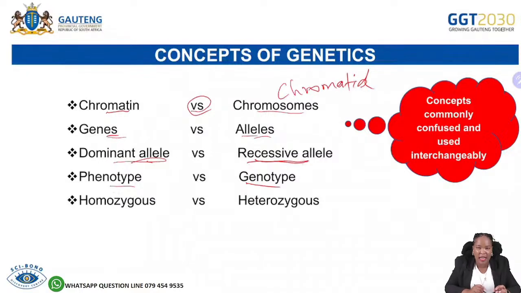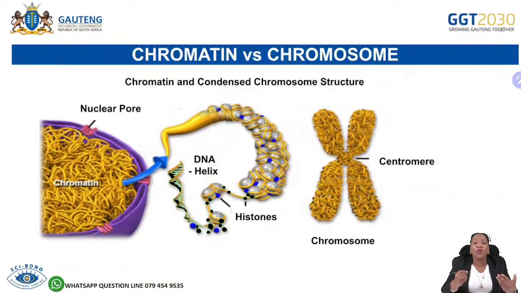Phenotype and genotype, you see, they sound almost the same. So sometimes when you are talking, you want to say genotype, you find yourself saying phenotype, or phenotype, genotype, or when the question asks you, you don't know which one is which. And then homozygous and heterozygous. So these are some of the concepts that are used interchangeably, but let us look at each and every one of these concepts in detail now.